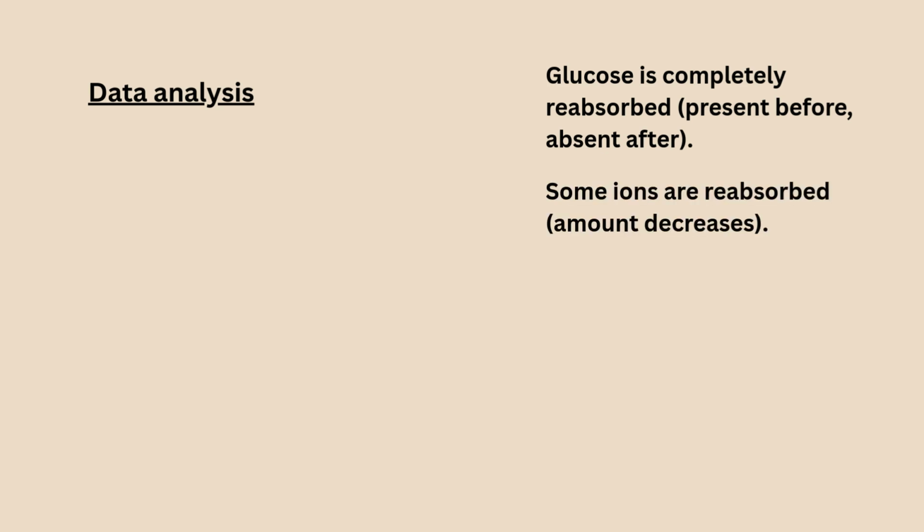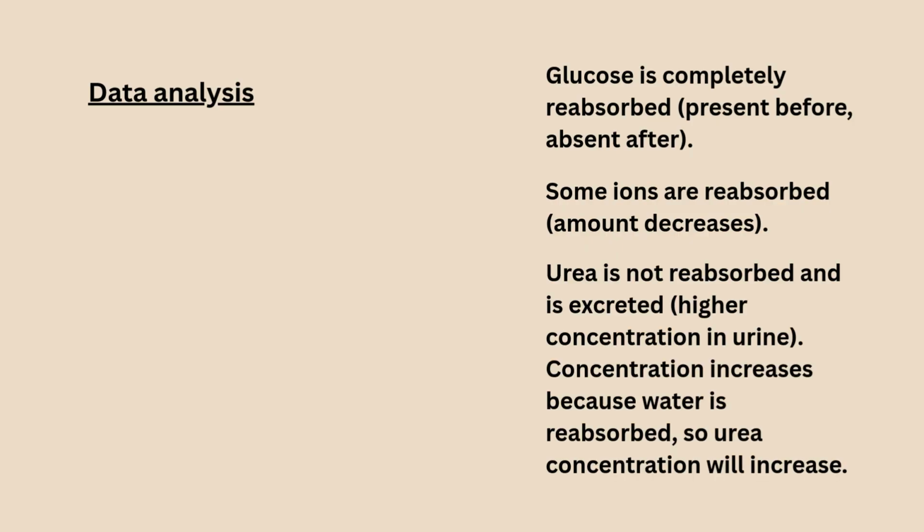Ions, you can see that there is 60 before and 20 after, and that's because some ions have been reabsorbed back into the blood. And the urea has actually become more concentrated, so there's more in the urine than there was in the blood. And this is partly because water has been reabsorbed, so the urea concentration will increase.